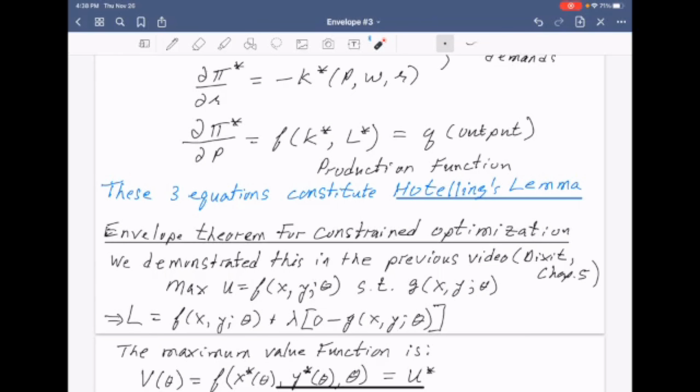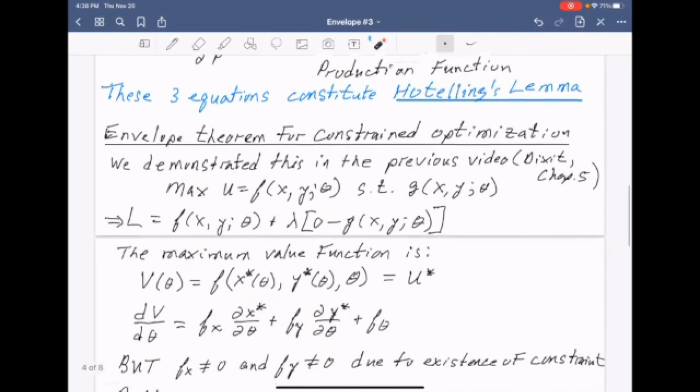We demonstrated in the previous video and done in Dixit chapter 5 that we maximize utility as a function of x, y, and these parameters theta, and I'm using a semicolon here to offset the theta from the x and the y, subject to g(x, y; theta). These are the parameters, these are the choice variables, x and y are choice variables. We form the Lagrangian. Notice that we have that 0 here, and we put a negative there because we do not have a constraint c like we did in Dixit. We'll come back to that in a minute.